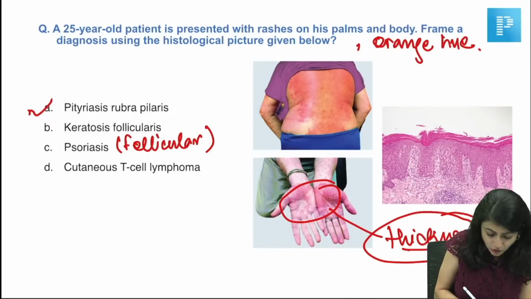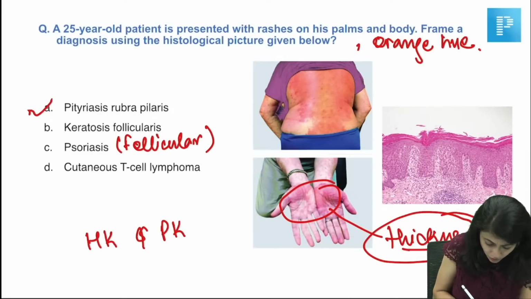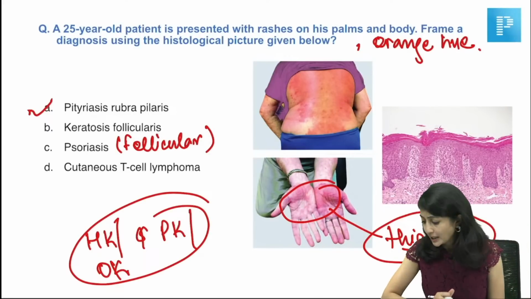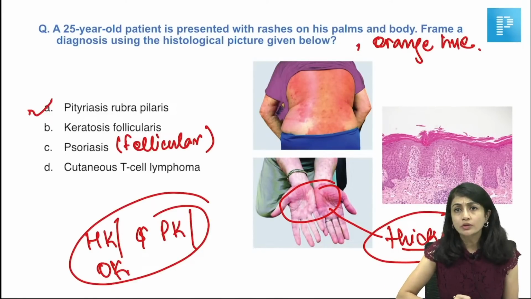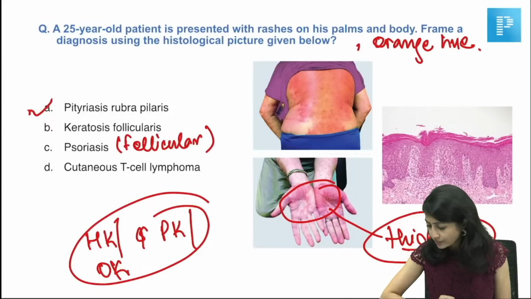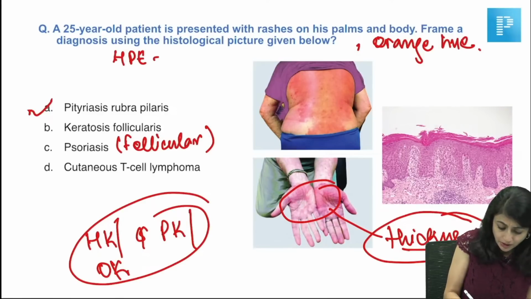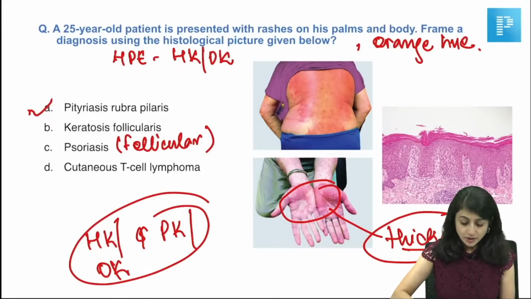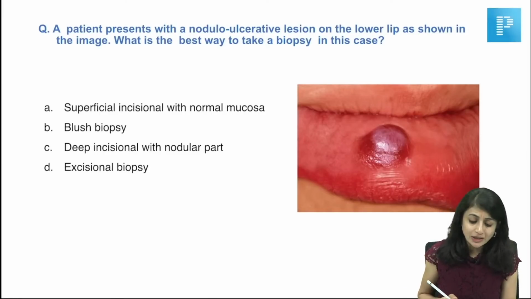Very good. So, if hyperkeratosis and parakeratosis, or orthokeratosis, was there in the option, then we know that it is PRP. I think then it would have been easier for you to answer, right? So, I hope there was no confusion here then. So, probably in the question they had mentioned hyperkeratosis or orthokeratosis, and maybe they had mentioned alternating hyper and parakeratosis, right.